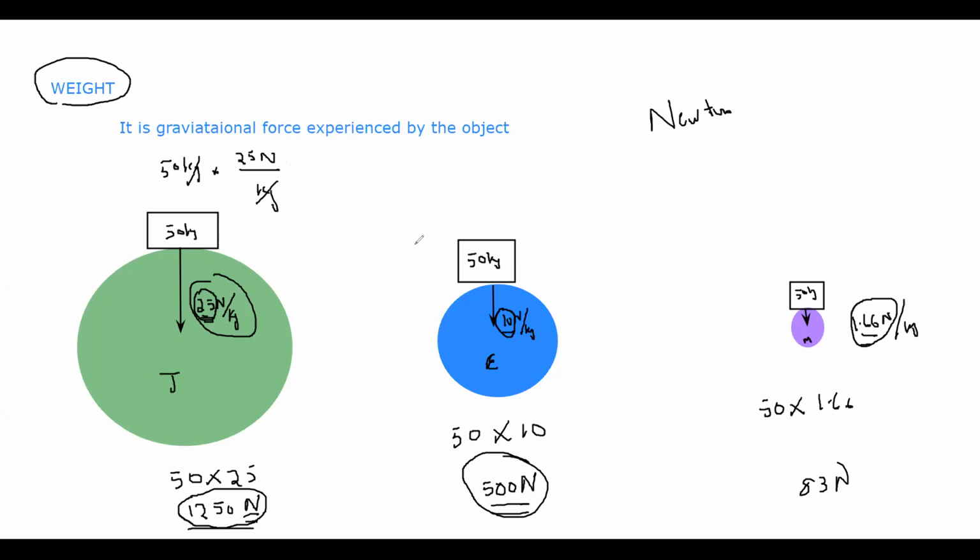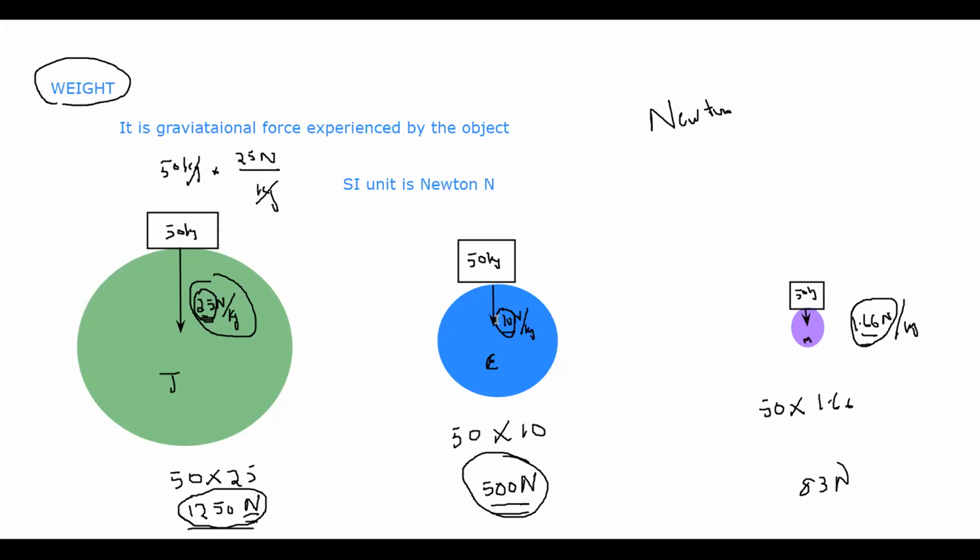And the unit of weight, the SI unit, is Newton, denoted by capital N. So the unit of mass is kilogram, whereas the unit of weight is Newton. Weight is actually the force of gravity which an object experiences, and it changes from place to place, even from planet to planet.